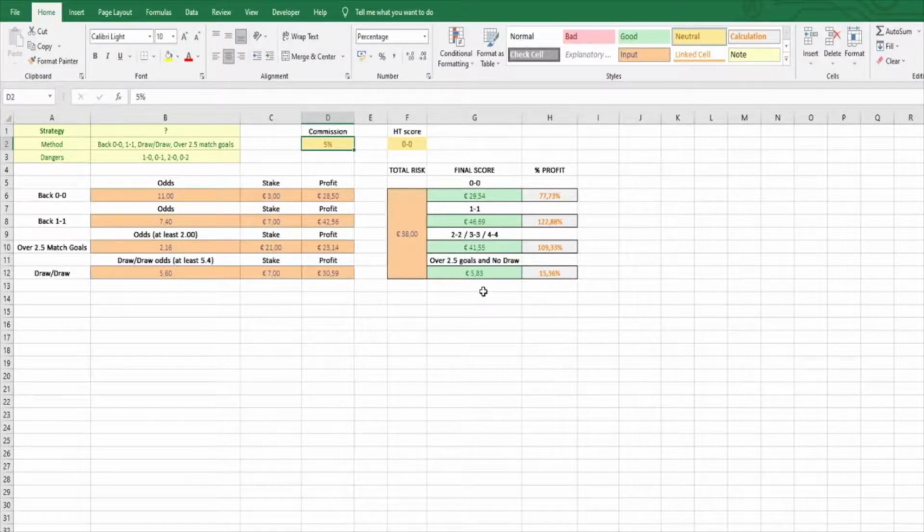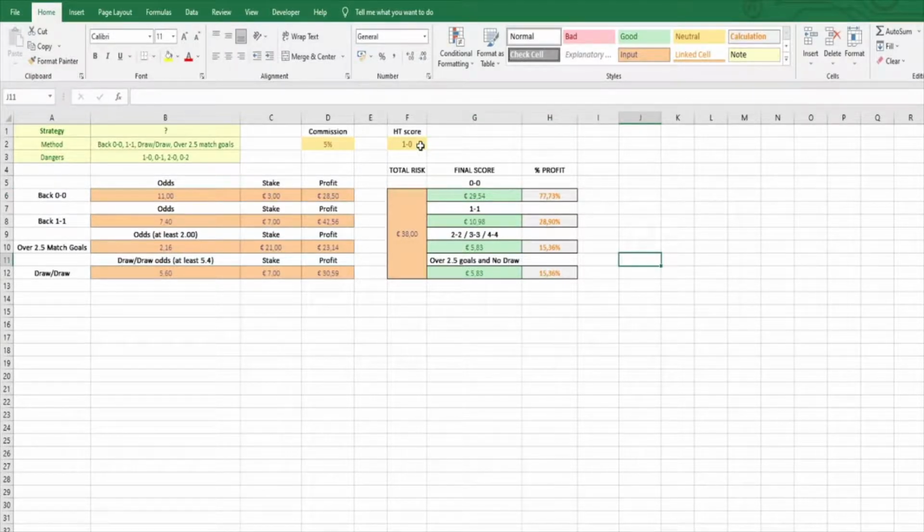Okay, so this is an ideal scenario, right? But you know, life is not that good, and often the score at halftime won't be the draw. Because again, if it's 1-1, nothing changes here, really. But let's say it's 1-0. So if it's 1-0, this is what we would be looking at. So if it's 1-0, this is dead.